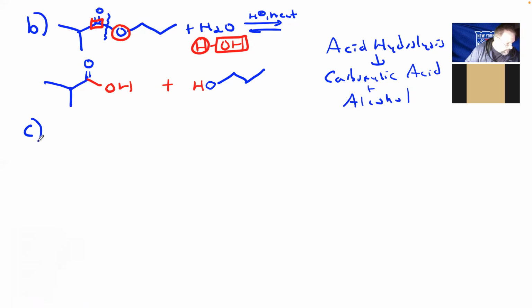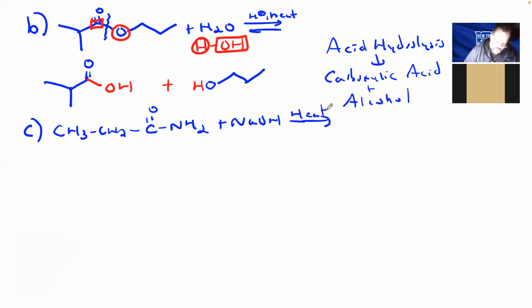Letter C. So here we have CH3, CH2, C double bond O, NH2, plus NaOH, and heat. All right. So first off, what type of organic compound do we have here? We have an amide.